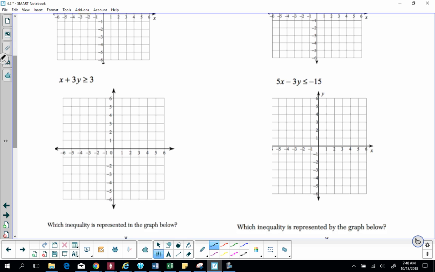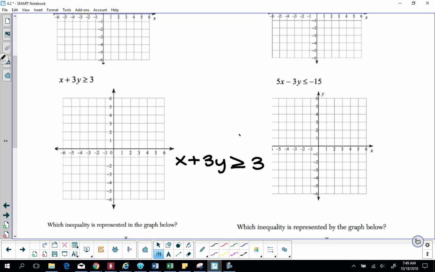x plus 3y is greater than or equal to 3. So I'm going to do that one with you. First, I see it's in standard form. I see y is not by itself. So I got a question. Yeah, what do you do with the line? Just graph it, just like the do now.